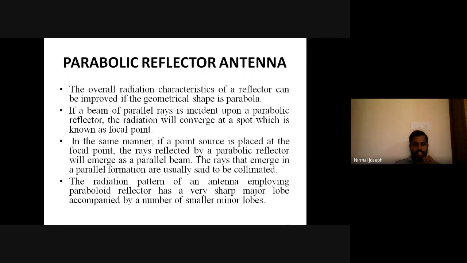The radiation pattern of an antenna employing a parabolic reflector has a very sharp major lobe accompanied by a number of smaller minor lobes. That we can understand, because if I am placing a parabola in this direction, most of the rays will come and reflect in that direction only. Some rays can go outside of the parabola and travel in other directions. So the major lobe will be very sharp, and it will be accompanied by a number of smaller minor lobes.